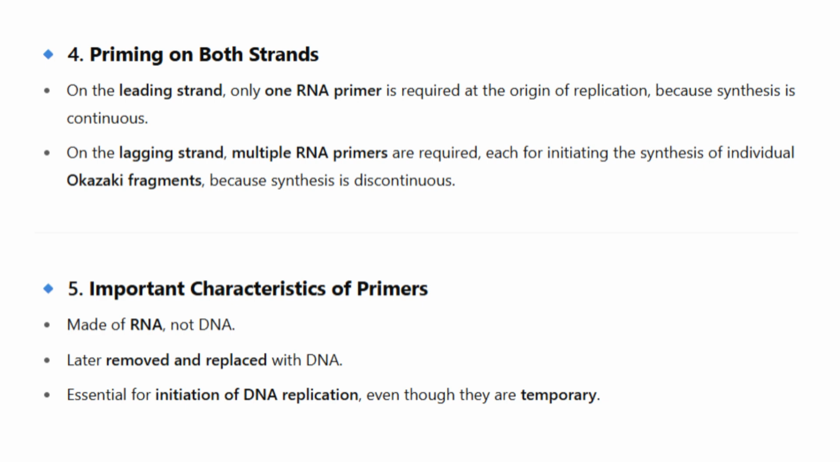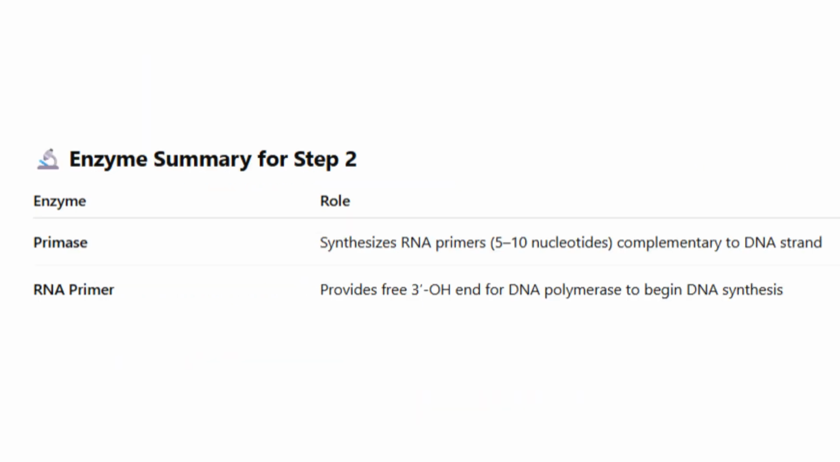5. Important characteristics of primers. Made of RNA, not DNA. Later removed and replaced with DNA. Essential for initiation of DNA replication, even though they are temporary. Enzyme summary for Step 2. Primase synthesizes RNA primers, 5 to 10 nucleotides, complementary to the DNA strand. The RNA primer provides a free 3'-OH end for DNA polymerase to begin DNA synthesis.